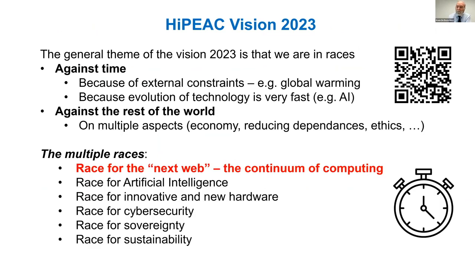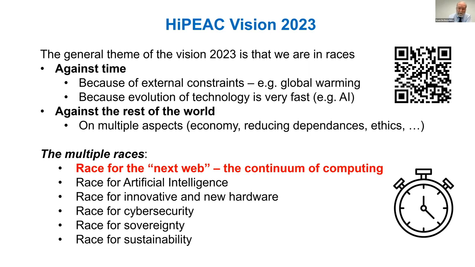And the main theme of the vision is that there are 6 races ongoing at this moment: one for the next web, one in artificial intelligence, one in new hardware, including quantum computing, one in cybersecurity, one in sovereignty, and one on sustainability. So I'm sure that everybody in this call knows that these are indeed major challenges, and we want to contribute as a network to help our members to do research in this area.